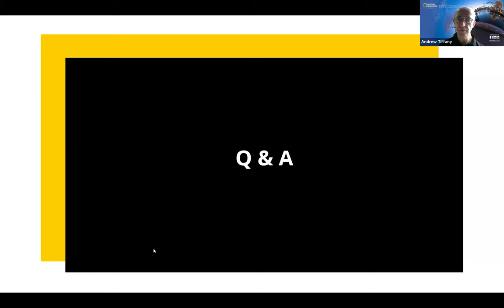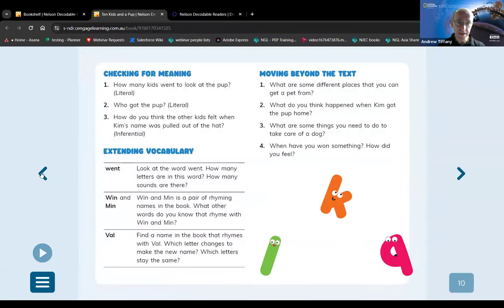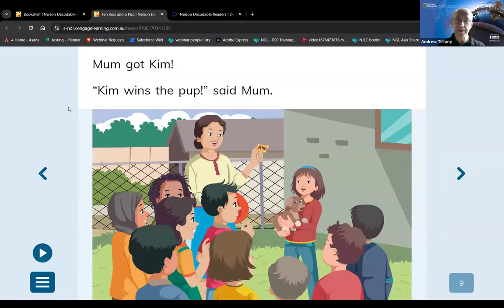Okay. Very good. So in the chat box, people were saying things about breaking that memorization cycle for reading. Switch to something silly. Catherine, I do kind of the same thing. I get my students to read texts backwards. So if I switch to the book again, I think I've still got the book up here somewhere. If I'm on a page of the book, go back here. I might get the kids to read this backwards. Mum said pup that wins Kim. Kim got mum.